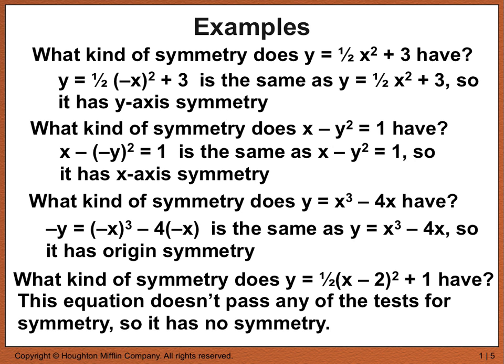Every parabola is. And so sometimes students get confused, because a parabola is a symmetric shape, and yet here we're saying that this parabola of y equals 1/2 (x minus 2) squared plus 1 has no symmetry. Well, it doesn't have y-axis symmetry, x-axis symmetry, or origin symmetry. Therefore, by these terms, it has no symmetry, even though it does have its own kind of symmetry.